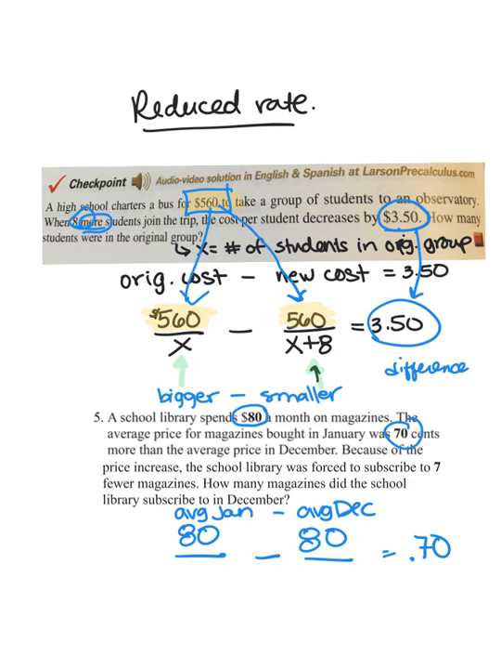Because of the price increase, the school library was forced to subscribe to 7 fewer magazines. That can just be a little bit confusing because it says how many magazines did the school library subscribe to in December.